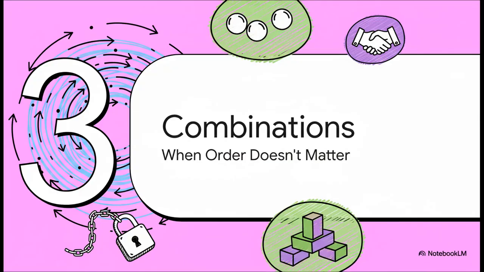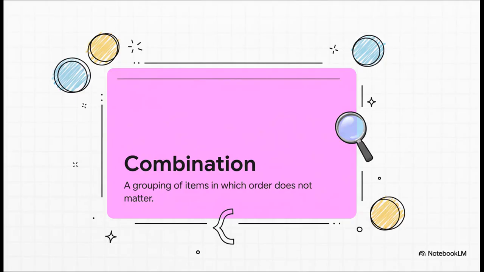But what if the order is totally irrelevant? What if all that matters is who you pick, not the sequence you pick them in? Well, this simple shift changes the entire game, and it brings us to our next key concept. And this is a combination, a grouping where order is completely meaningless.